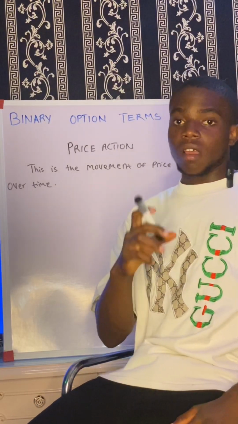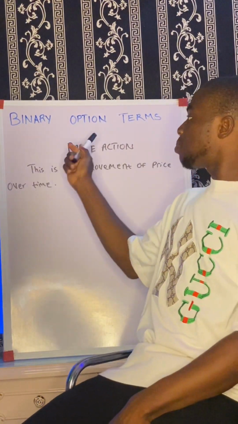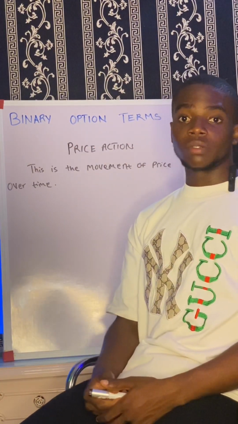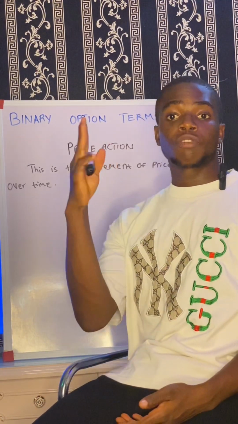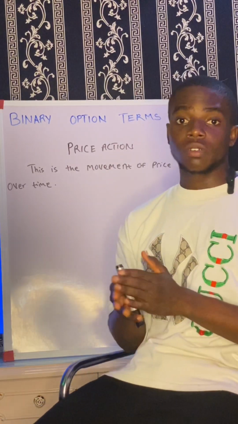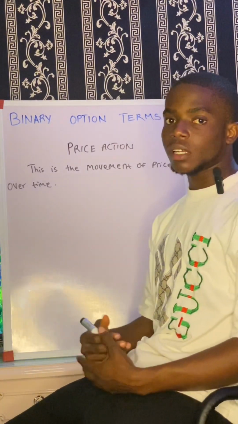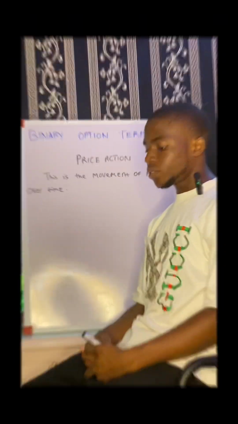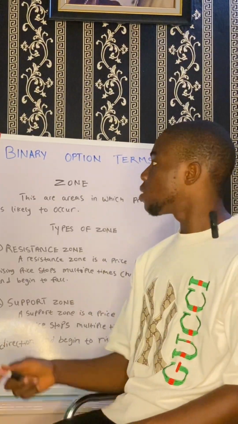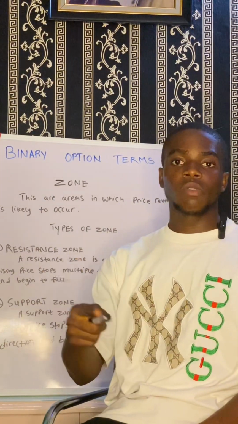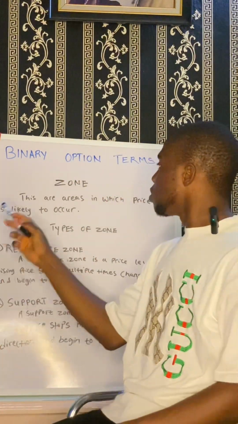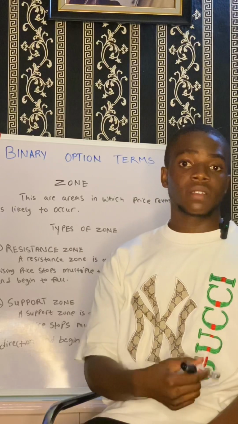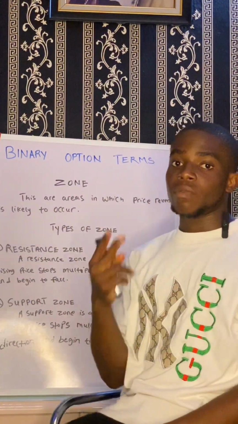On this term, guys, we'll take a look at the word price action. What's price action? Price action is simply the movement of price over time. It can be an uptrend, downtrend, consolidation, whatever it is, that is price action. Let's head over to the next term, guys. Now, next, take a look at the word zone. We've heard of zones various times in trading. Now, what is a zone? Zones are areas in which price reversals are likely to occur. We have two types of zone.